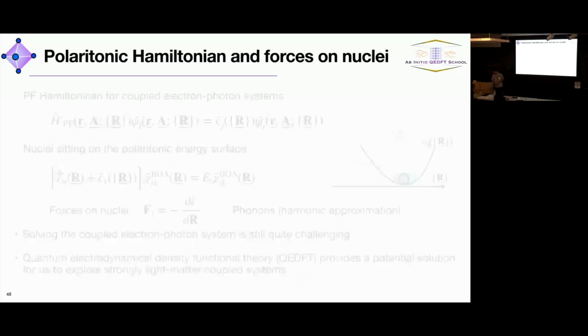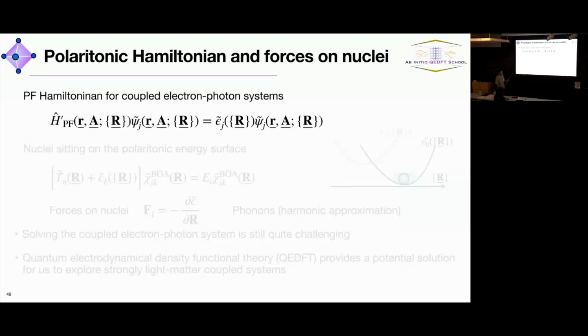Okay, so now once we partition the whole electron nuclei photon system into two subsystems, one is a coupled electron photon system, and the other one is a nuclei system sitting on the polyatomic energy surface. But the issue here is, even though we already partitioned, we still don't know how to solve this polaritonic Hamiltonian, including only the electrons and the photons.